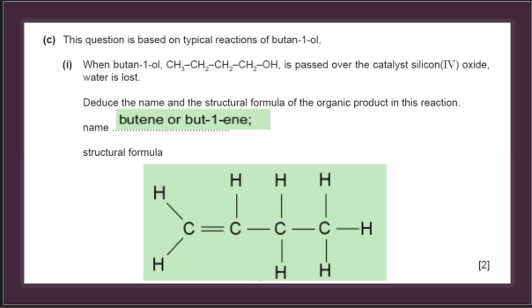Right, the structural formula, I laid it out here for you. You would have carbon bonded to 2 hydrogens here, 1 hydrogen here, 1 hydrogen there, and then double bonded to carbon. So the OH group that was here has been removed, and the double bond has been formed. So with that happening, we have the formation of the alkene, which is butene.